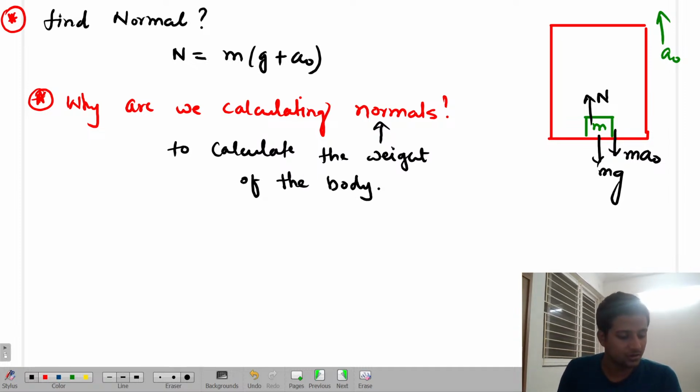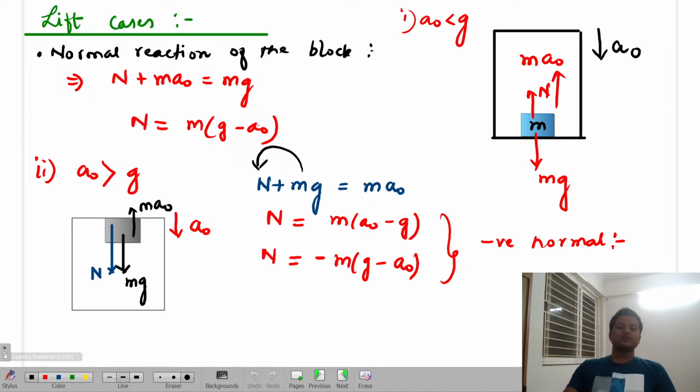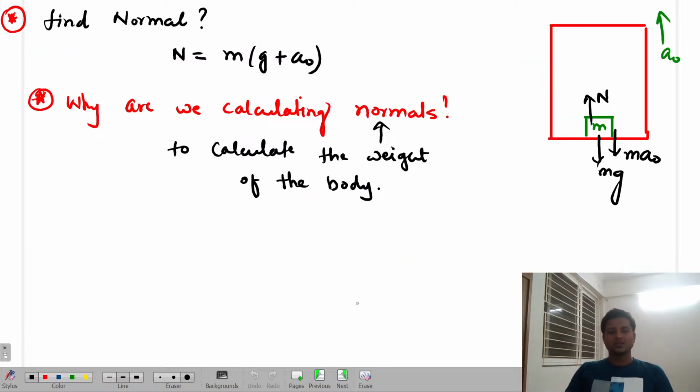Yes. So why do normals have an answer? The normals are nothing but the weight of the body. Is that clear or not? Understood? So basically, if we calculated the lift case which was going downwards, normal has decreased. Here the normal has increased. That means weight has been increased.